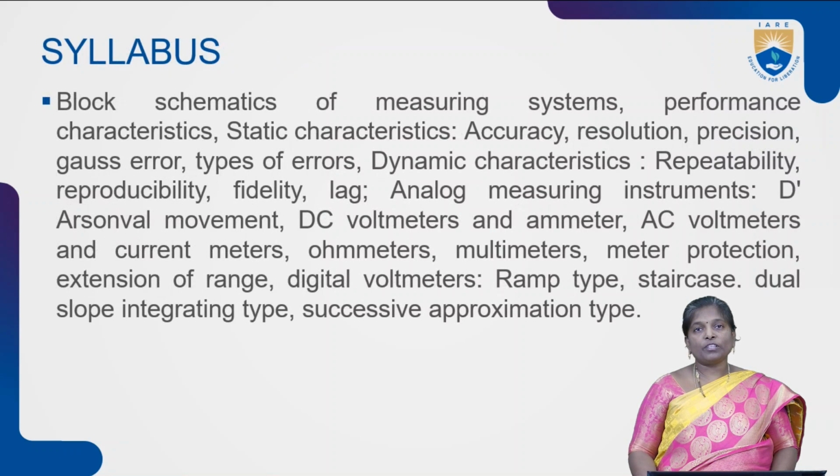Coming to the syllabus present in measurements and instrumentation, the first unit is electronic measurements and instrumentation. Here we have block schematics of measuring system, performance characteristics, static and dynamic characteristics. What is meant by a measuring system? In a measuring system we measure a particular quantity. How we are measuring a particular quantity is described in the measuring system and block diagram of a measuring system.